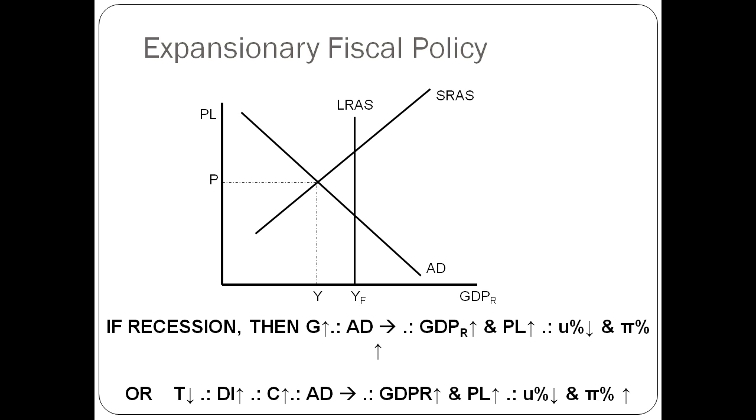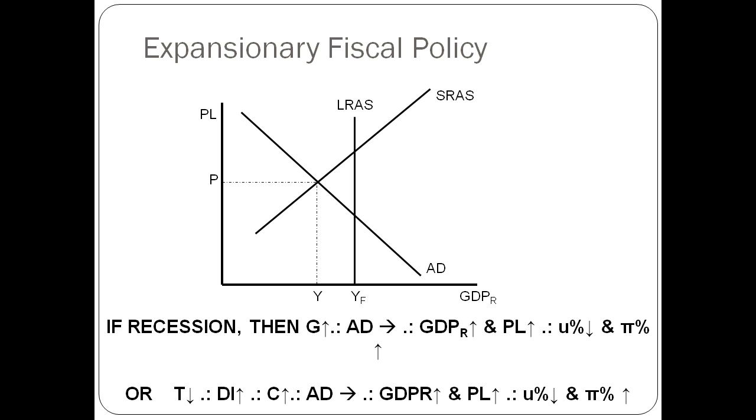Remember that the reason the unemployment rate is going down is that the unemployment rate moves the opposite way of real GDP. So if real GDP is going up, there's more production, there's more hiring, which means less unemployment, so unemployment drops. The inflation rate is going to move the same way as the price level because the inflation rate is the rate of change of the price level. So if the price level is going up, the inflation rate is going to be going up as well.